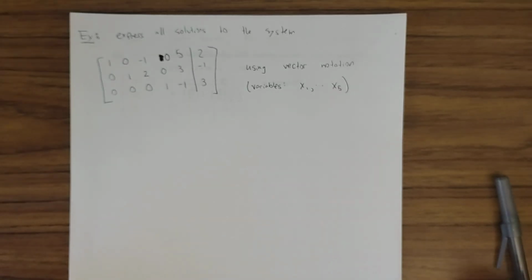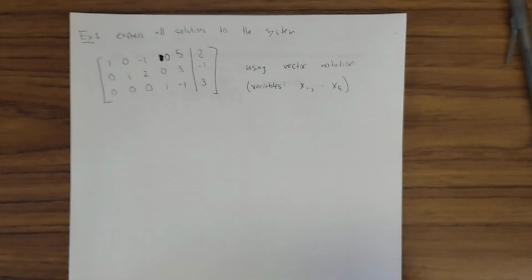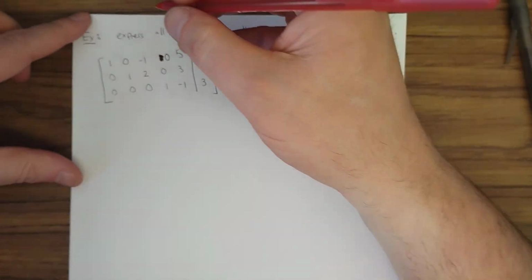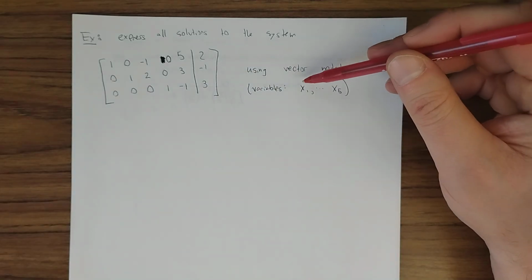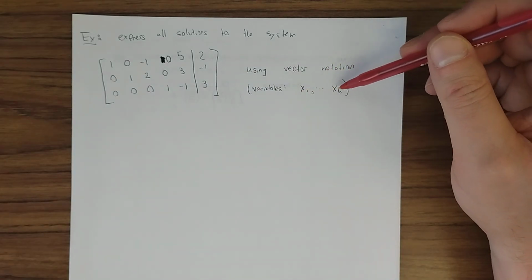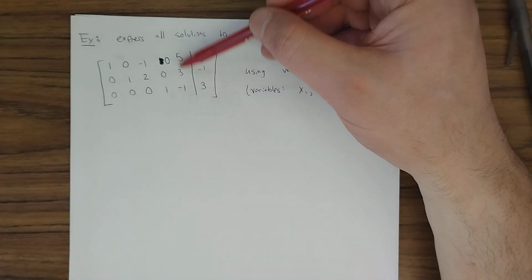Anyway, let's solve it. So here's what I do. Some of the variables we're going to call leading and the other ones we're going to call free. And by the way, let's say the variables are x1 through x5. So this is like the x1 column, x2 up through x5.